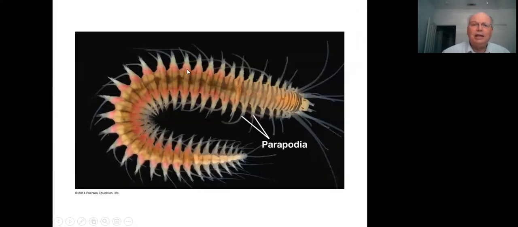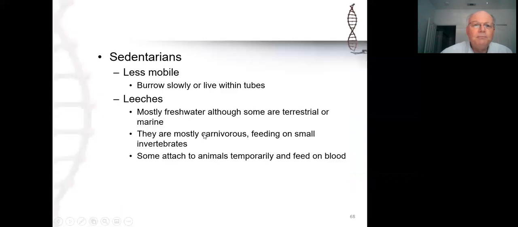So here you can see a classic Errantia. You can see the parapodia with the little hairs on it. And the other feature about the Errantia is that there's always a fairly clear anterior to posterior end, something that is not quite so clear-cut about the Sedentaria.